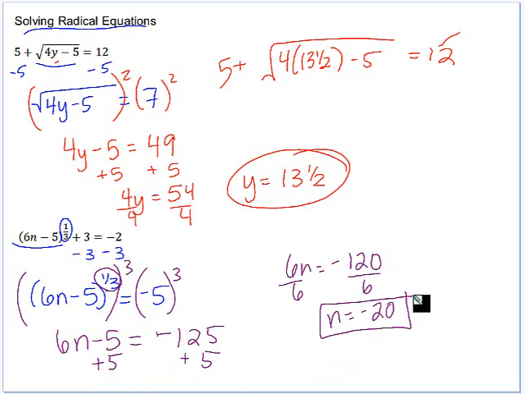And then you do want to check that. So check it by plugging it back in. So if you take 6 times negative 20 and minus 5, raise that value to the 1/3 power, add 3 to it, you should get negative 5, and you do. So that is solving radical equations.